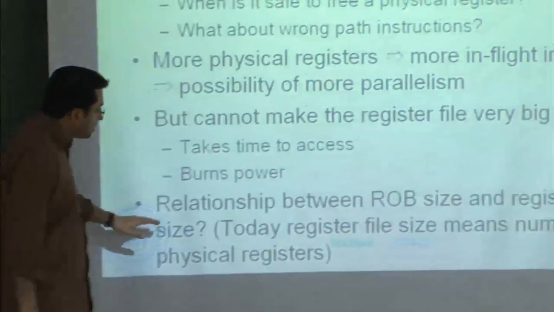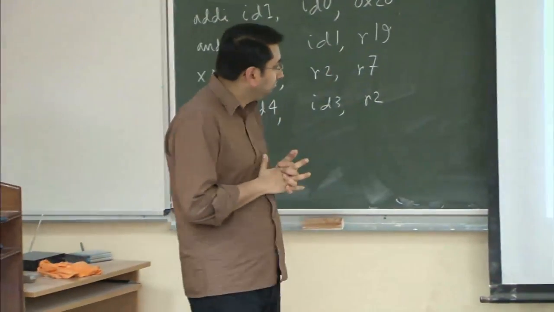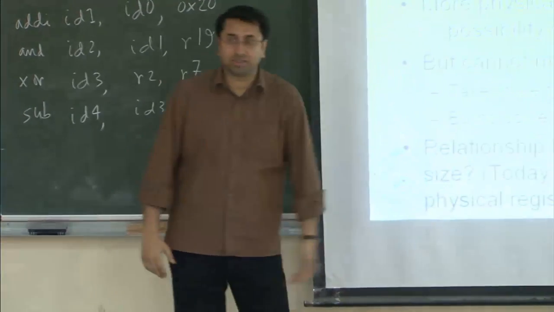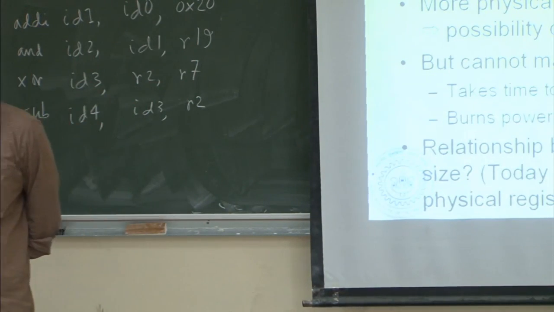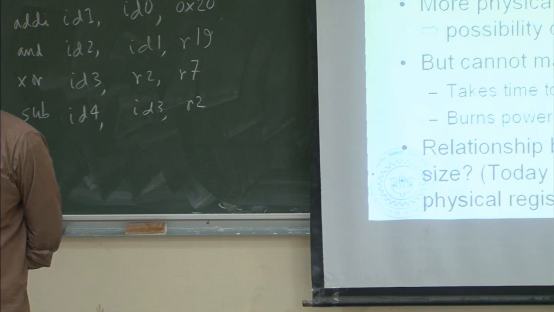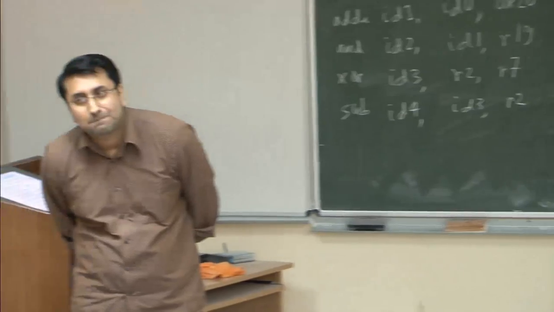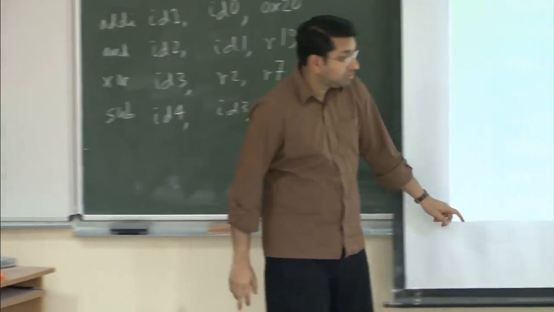Is there a relationship between ROB size and register file size? Today, register file size means the number of physical registers. What do you think? Should there be a relationship, or can these be sized independently? The ROB size is less than or equal to the register file size.